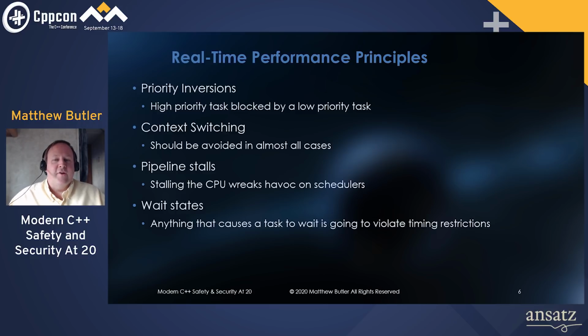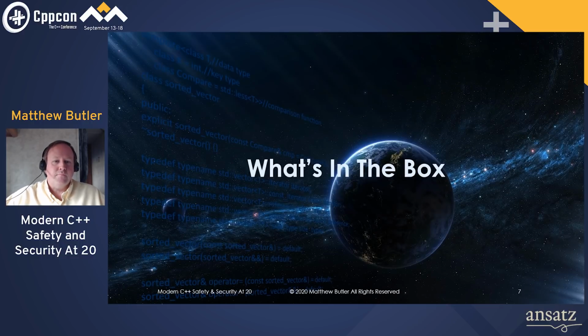Context switches, those are very expensive. You don't notice that if you're running it on a PC or workstation, but you will definitely notice any kind of context switches in an embedded system. Pipeline stalls, because time is precious and power is precious, you want to make sure that the CPU has always got work to do and it's not stalled out. Wait states, anything that causes you to wait is going to violate your timing restrictions.